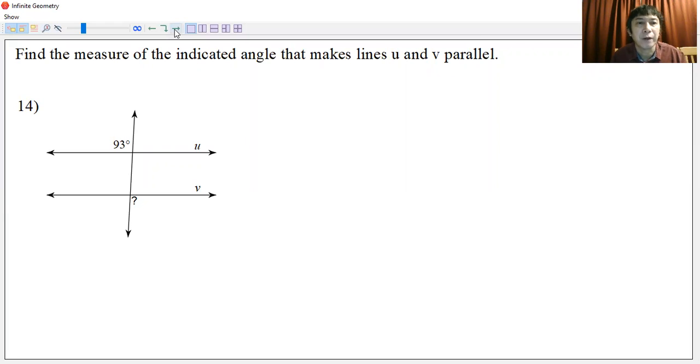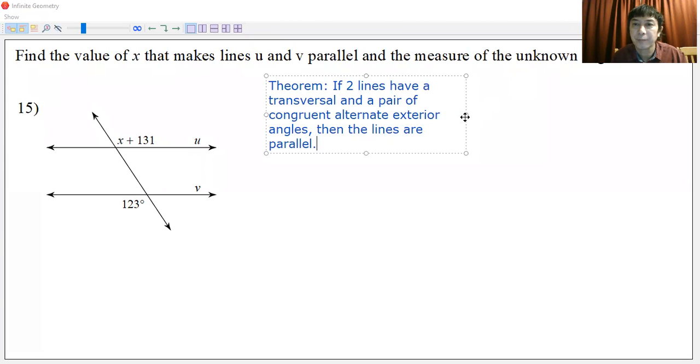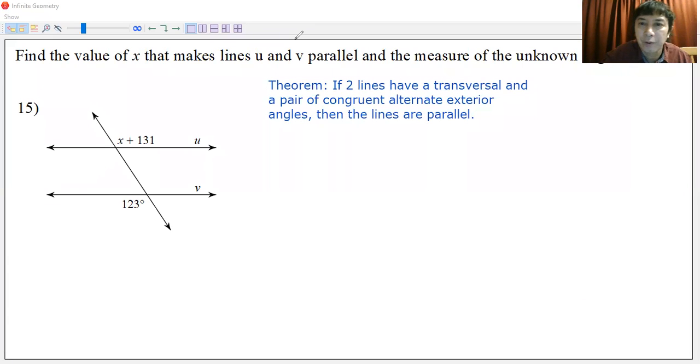Next, number 15. Here's number 15. Find the value of x that makes lines U and V parallel. Also find the angle. The angle pair that we have is another alternate exterior. So we apply the same theorem. Alternate exterior angles. If two lines have a transversal and a pair of congruent, meaning equal, they should be equal so that these two are parallel.